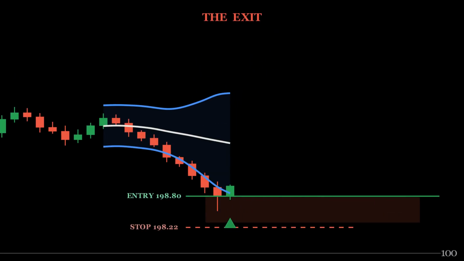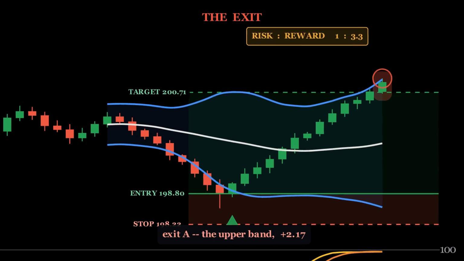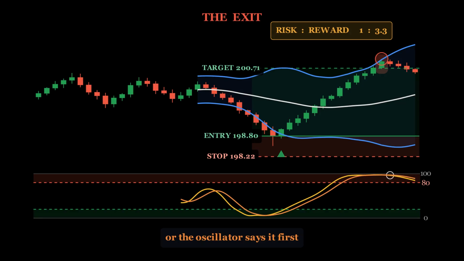For the exit, we simply wait until price reverts back toward the opposite extreme and reaches the upper Bollinger Band. Or, if the stochastic moves above 80 and the %K line crosses below the %D line, it suggests bullish momentum is fading, making it a good time to exit.